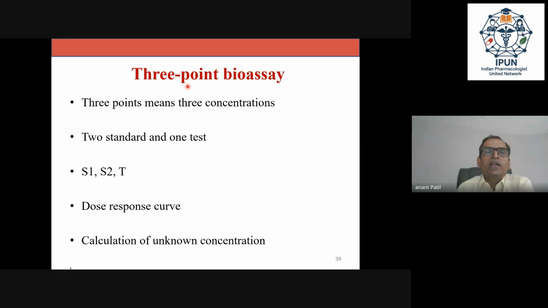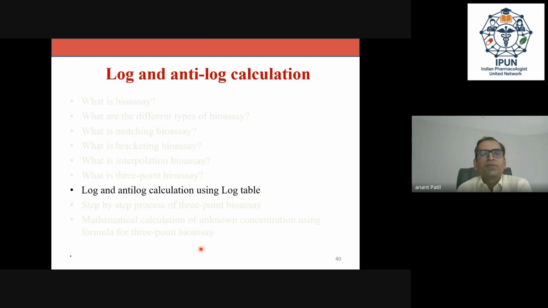So 3-point bioassay means 3 concentrations. Point means concentration. So you have 3 different concentrations, of which 2 are standard and 1 is test. So the standards would be labeled S1 and S2, and the test is labeled T. And then we take the dose response curve, DRC, and then we are going to calculate the concentration of the unknown substance or the unknown solution that is given to me.